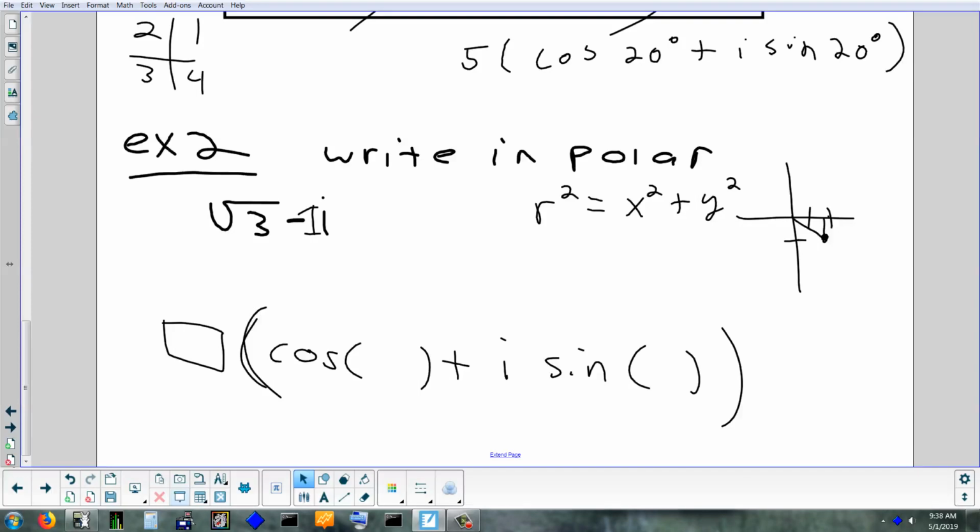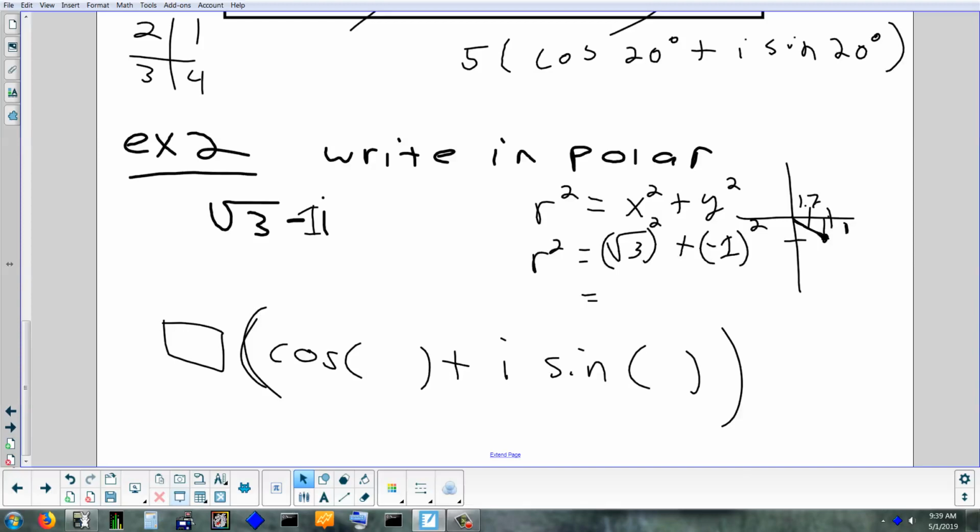Make a triangle out of it. This side is about 1.7. This side is 1. You're finding the hypotenuse. You're using the Pythagorean theorem to figure out this right here. Okay, so let's do it. The real part is the square root of 3, and I'm going to square it. The imaginary part is negative 1, and I'm going to square it.